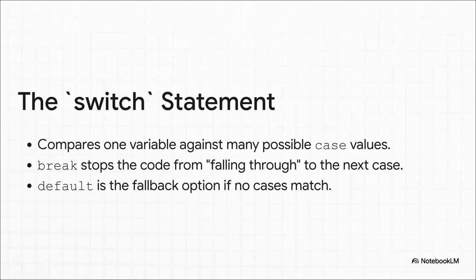Okay, but what if you have a whole menu of options, not just a simple yes or no? For that, we bring in the switch statement. It's perfect for taking one variable and checking it against a whole list of possible cases. Now, the break keyword here is super important. It tells the code to stop as soon as it finds a match, so it doesn't just keep on checking the rest of the list. And default, that's our fallback plan. It runs if none of the other cases match up.